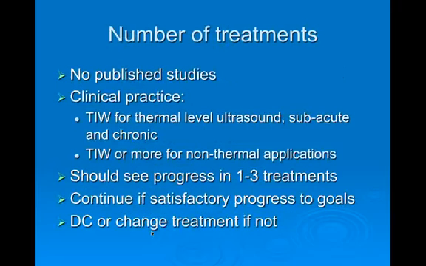Okay, so important considerations. Number of treatments: no real published studies here. Basically, if you're not getting some sort of progress in 2 to 3 treatments, I listed 1 to 3 there, but just a few treatments, if you don't see some change, you need to either discharge, change the treatment, change the settings, do something different. Don't iron someone for 6 weeks and then say nothing was working. So check what you did. In clinical practice, you're usually seeing patients 3 times a week for both thermal and non-thermal applications, probably more based on how often people are coming to see us rather than real treatment efficacy.